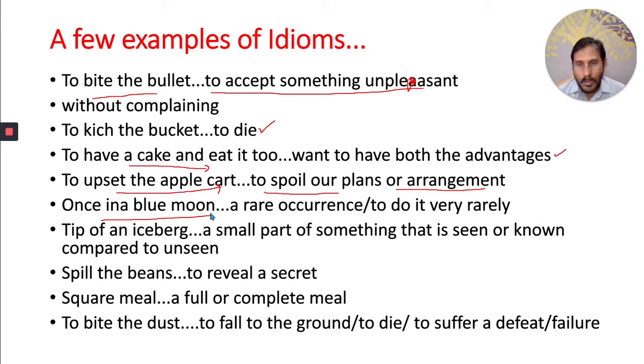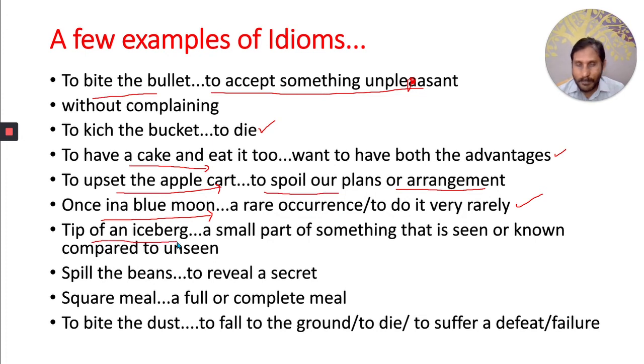Once in a blue moon. Generally, you see a silver moon or some other moon, but a blue moon is very rare. In some countries, a blue moon appears. So, a rare occurrence, to do very rarely. Anything you do very rarely. For example, you come to college once in a month. Your lecturer may call you: you come to college once in a blue moon, right?